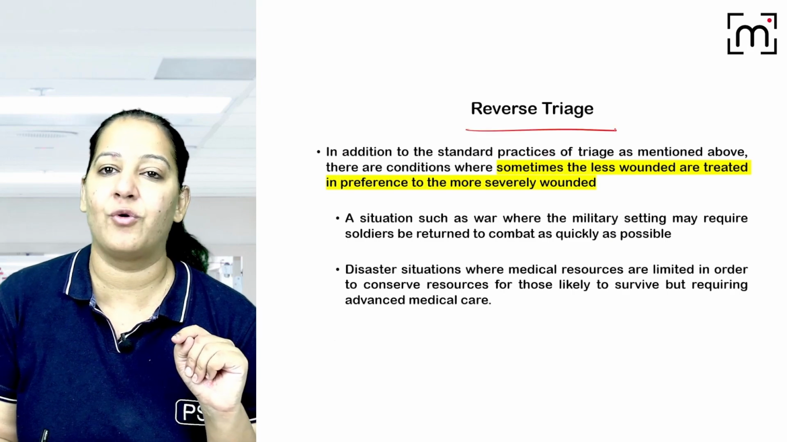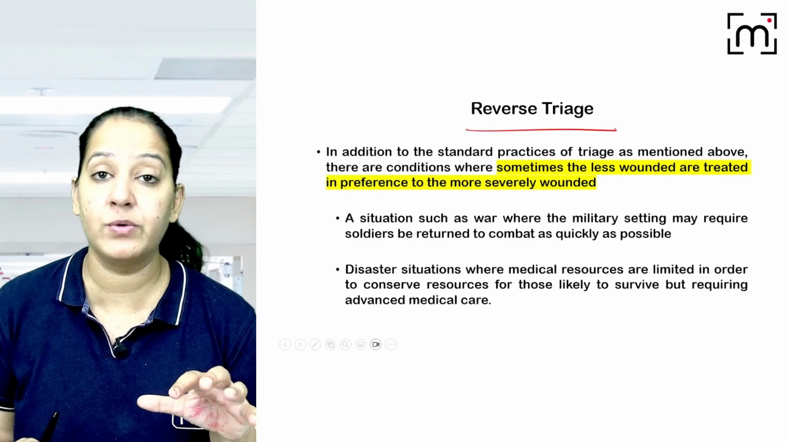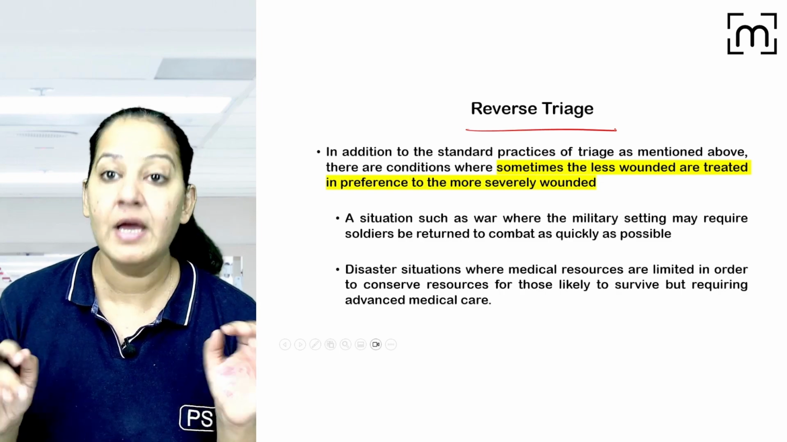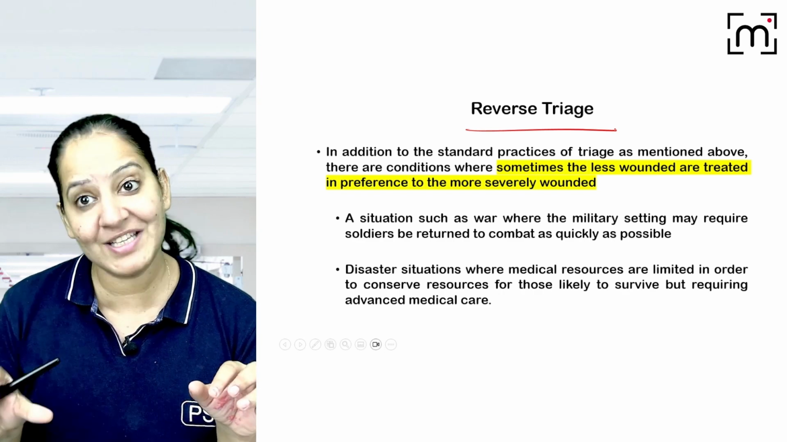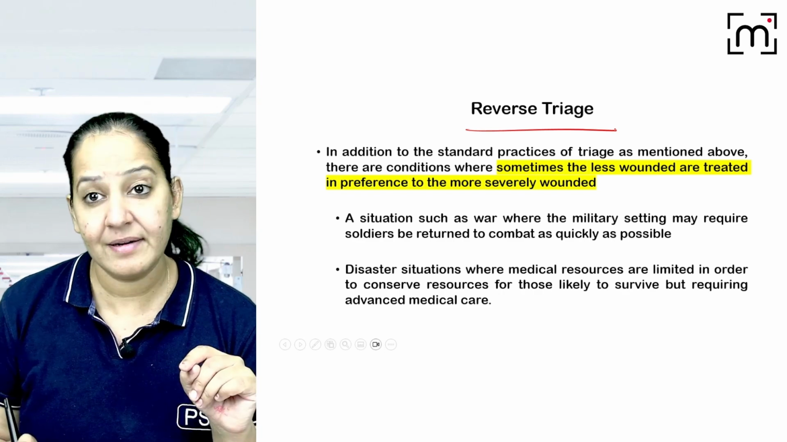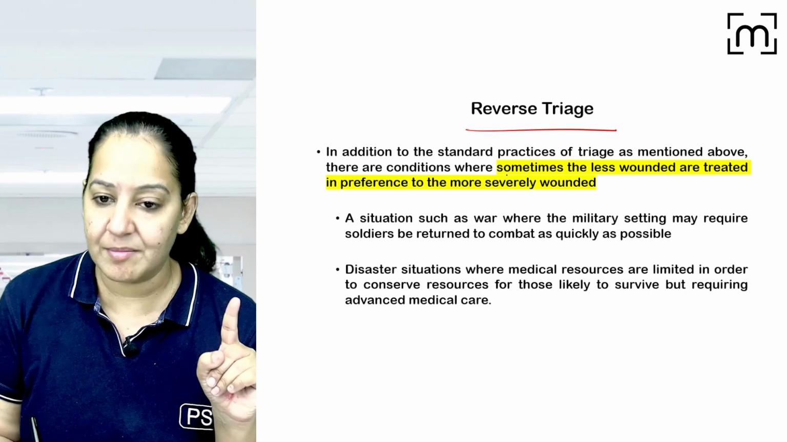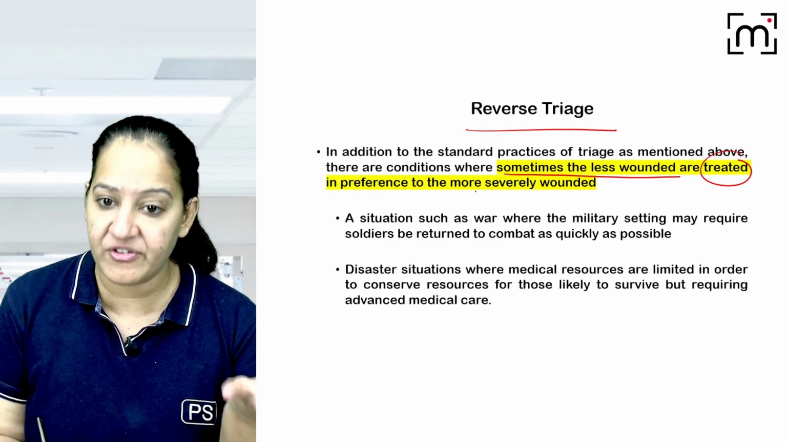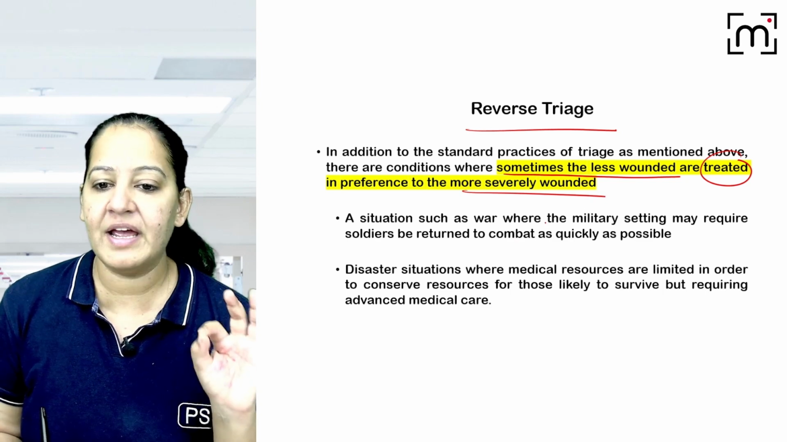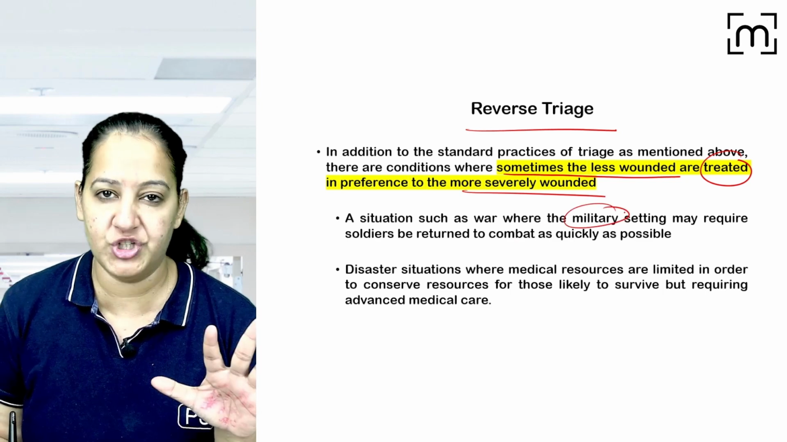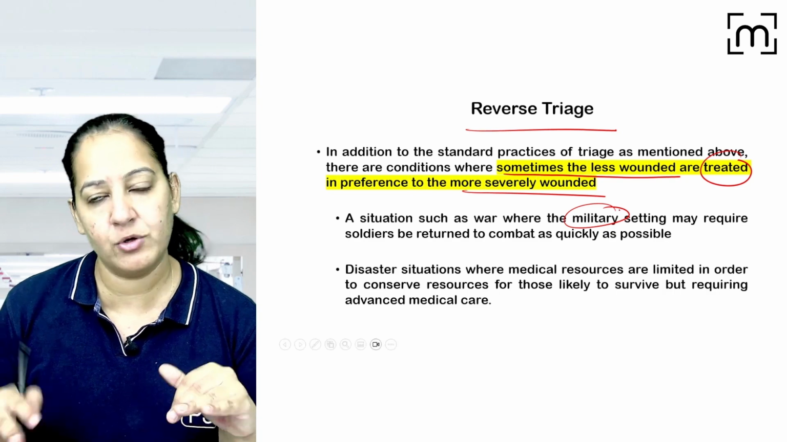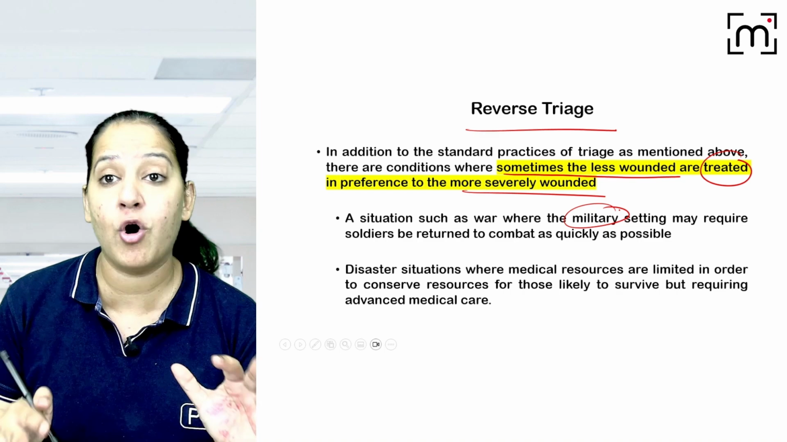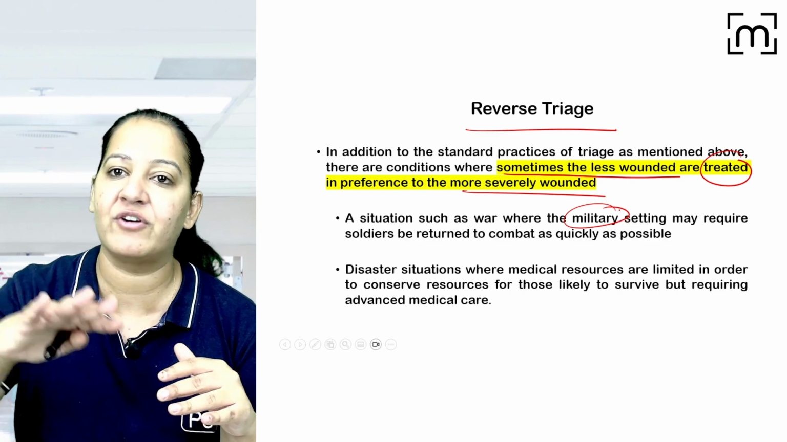Sometimes reverse triage is followed. Normally in triage, the person who has more injuries is given first priority, the less injured given less priority. But in reverse triage, the person having less injury is given more priority. When it is done, there is an exception. Sometimes the less injured wounded persons are treated in preference to the more injured. Example, in wars, in the military, there is a soldier who has a lesser wound as compared to another person who is not a soldier. So we will give priority to the soldier because once they recover, they will go back for the fighting.